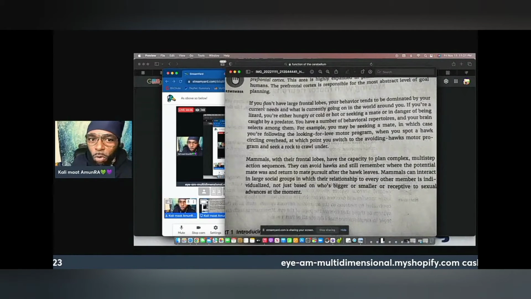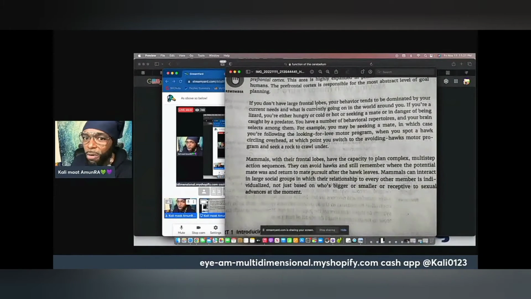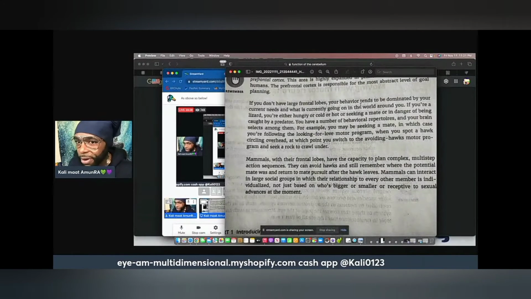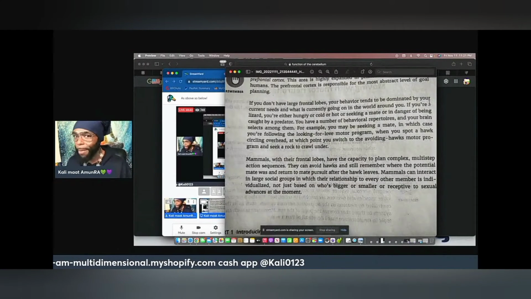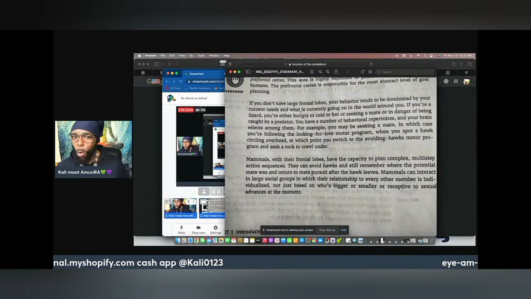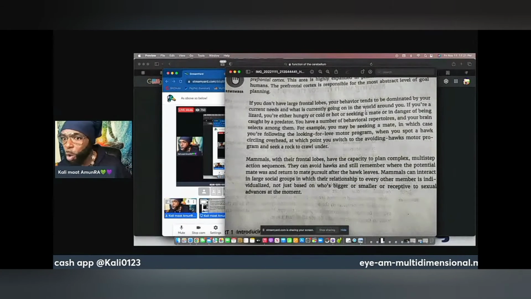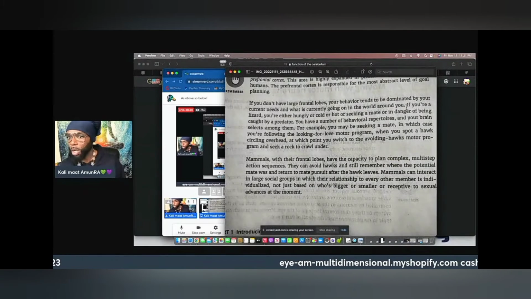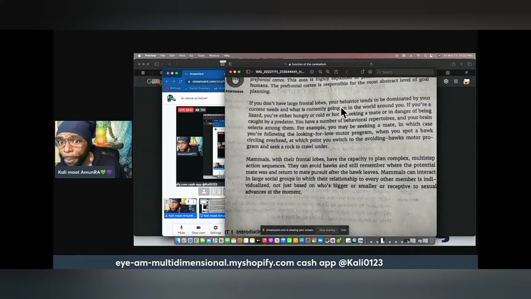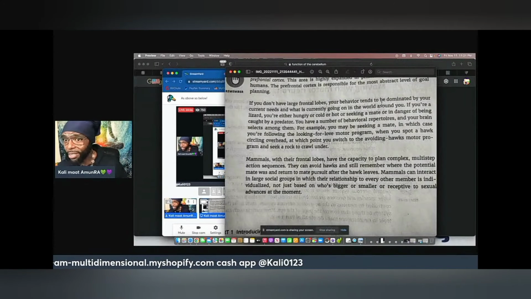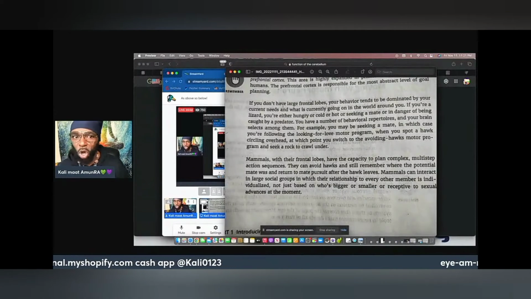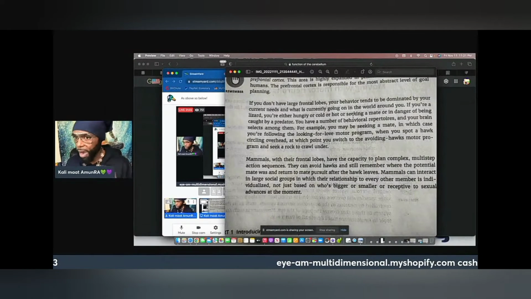If you don't have a large frontal lobe, your behavior tends to be dominated by your current needs and what is currently going on in the world around you. Do you notice? If you don't have a large frontal lobe, your behavior tends to be dominated by your current needs and what is currently going on in the world around you. Now that's a neuroscientist. There is no need for me to argue.